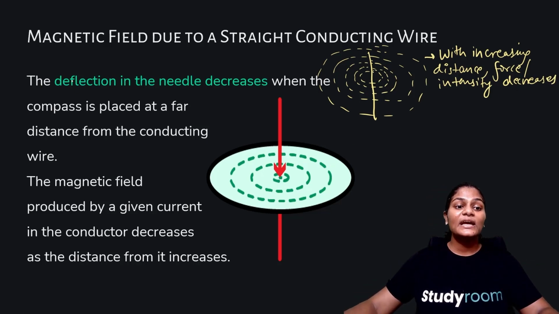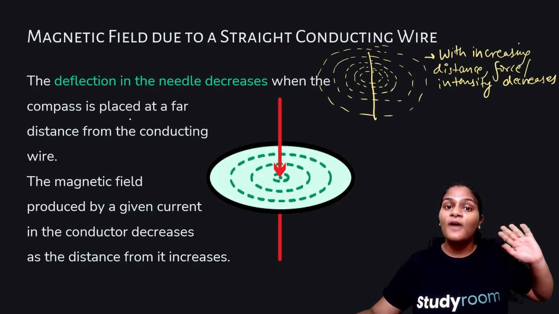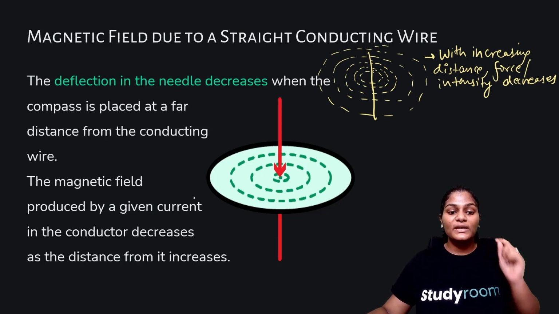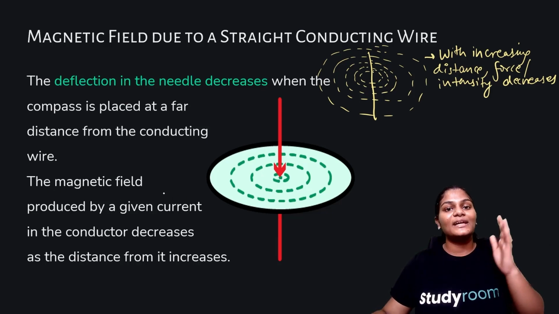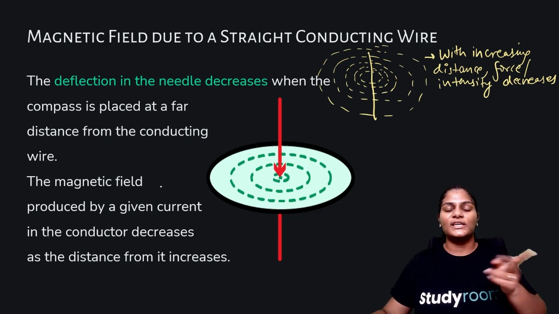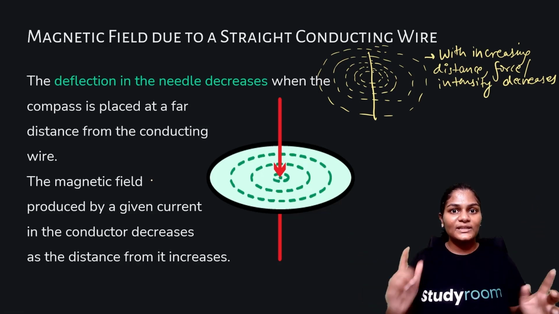It says that the deflection in the needle decreases when the compass is placed at a far distance from the conducting wire. So the magnetic field produced by a given current in the conductor decreases as the distance increases. So you can't do both the things. You can't increase the current and increase the distance also. We've done this before also.